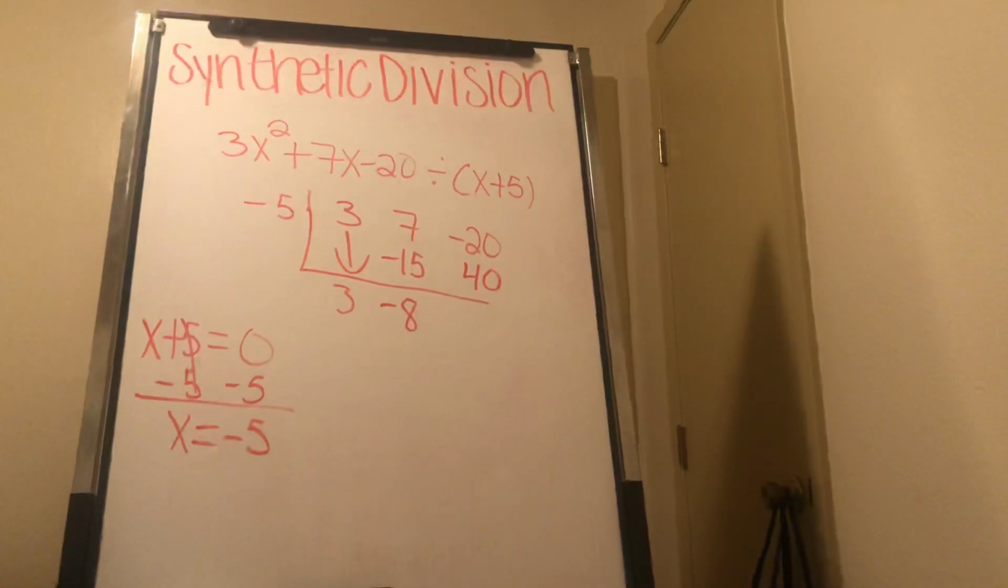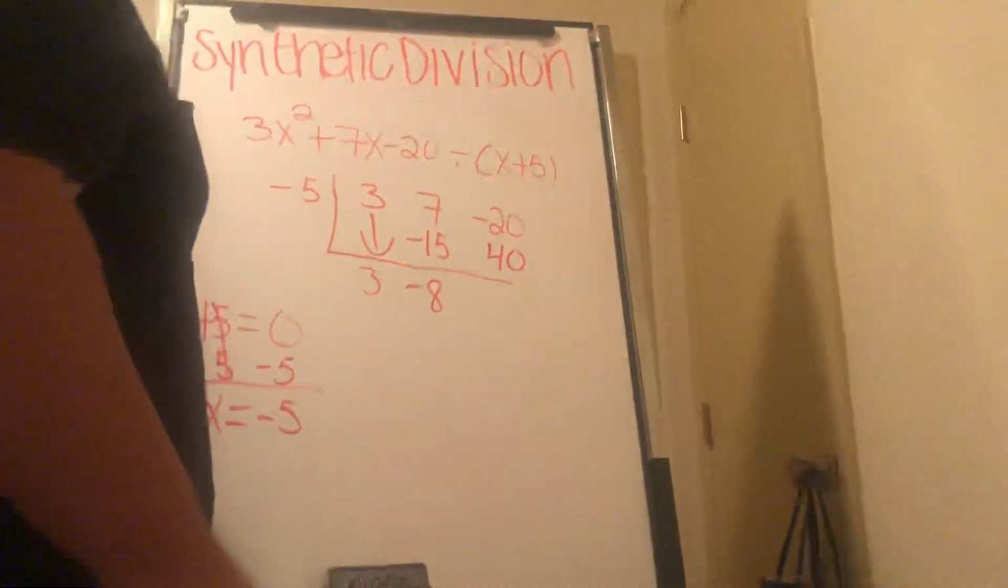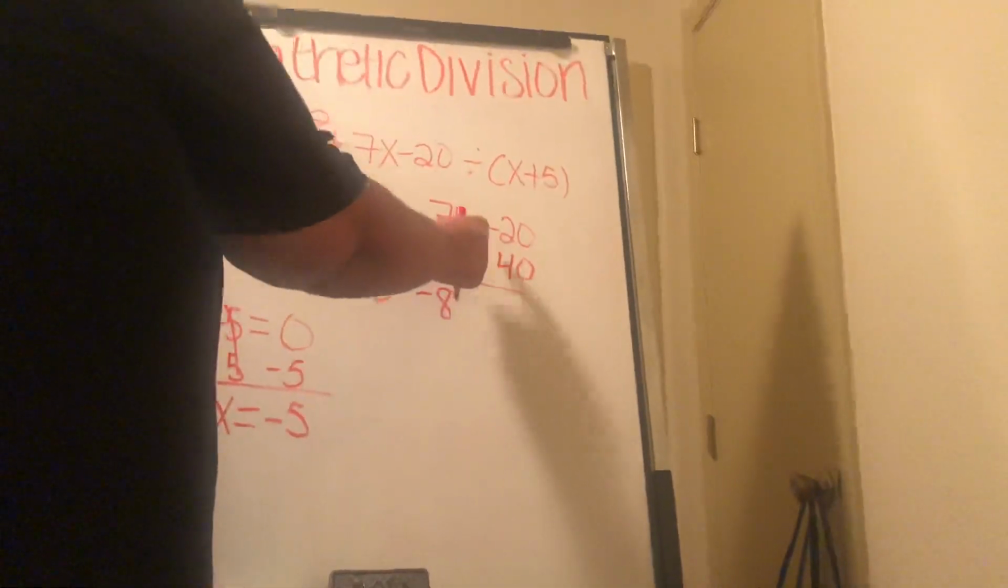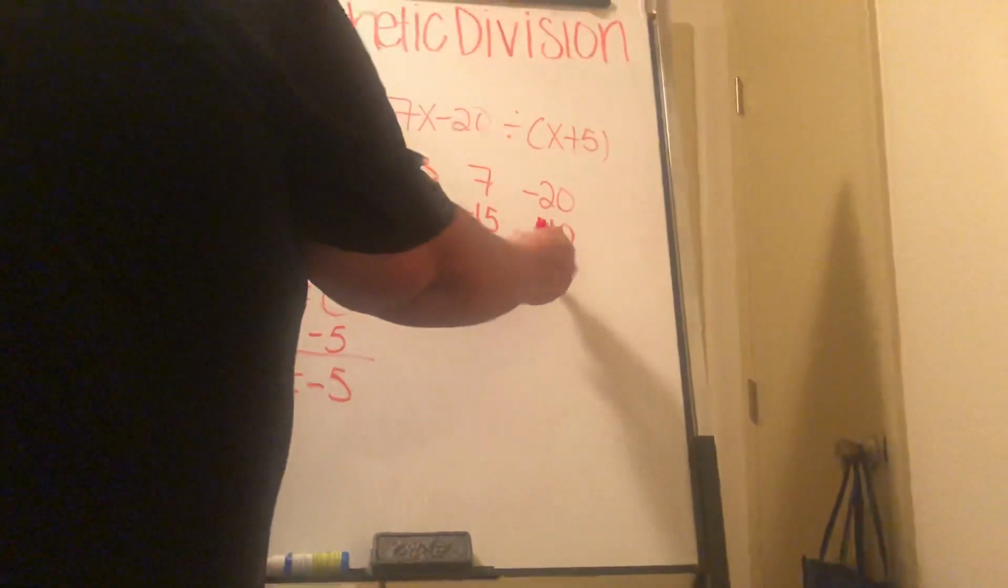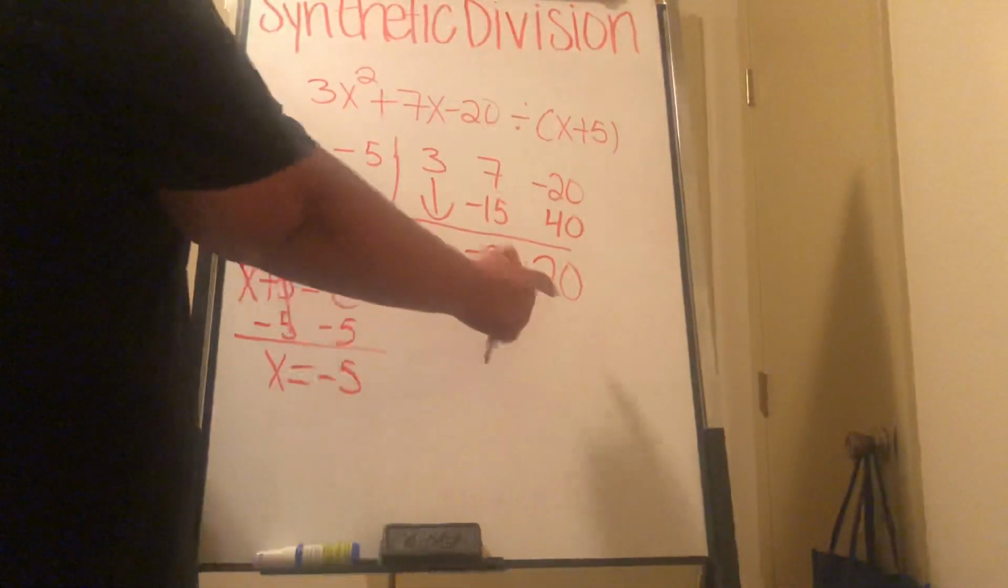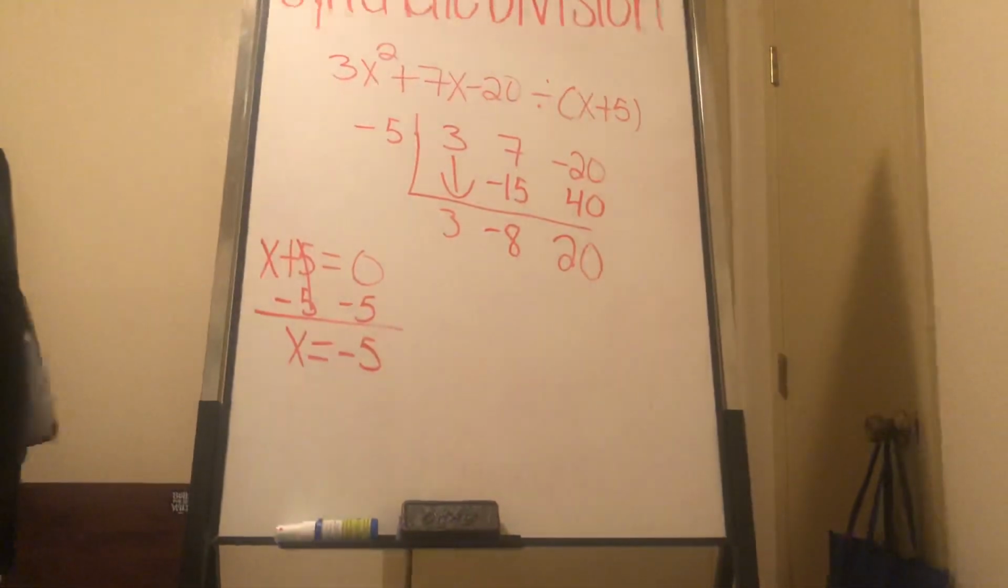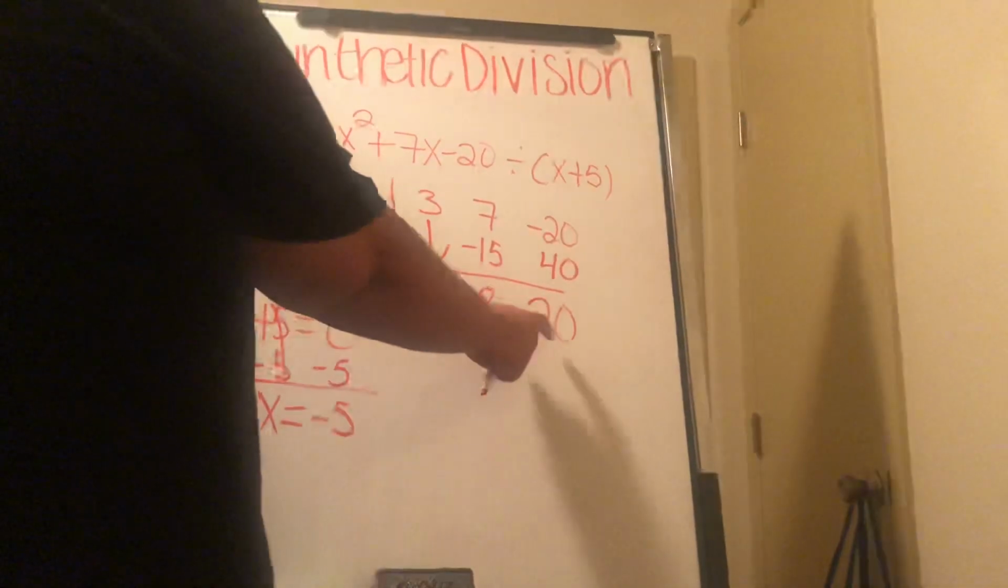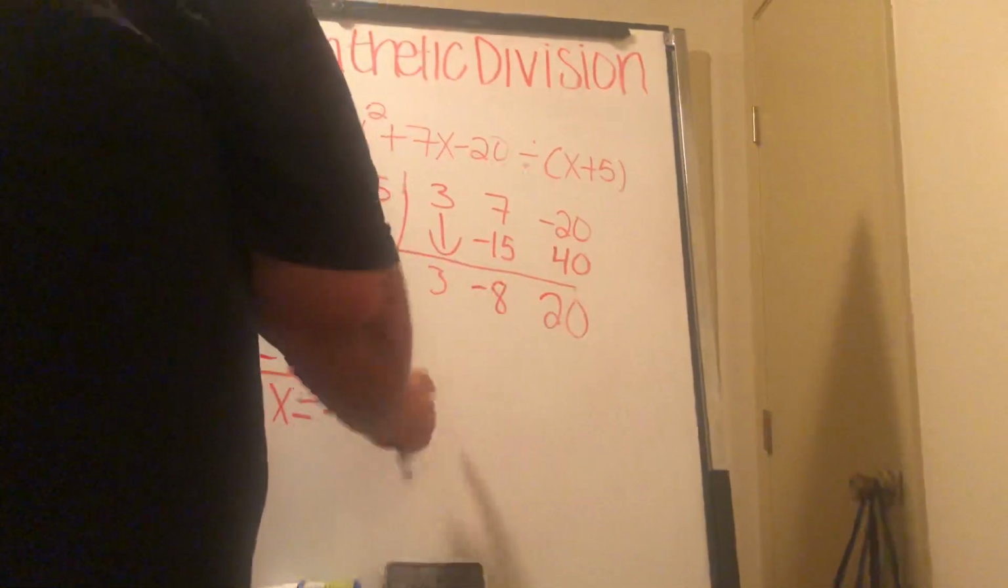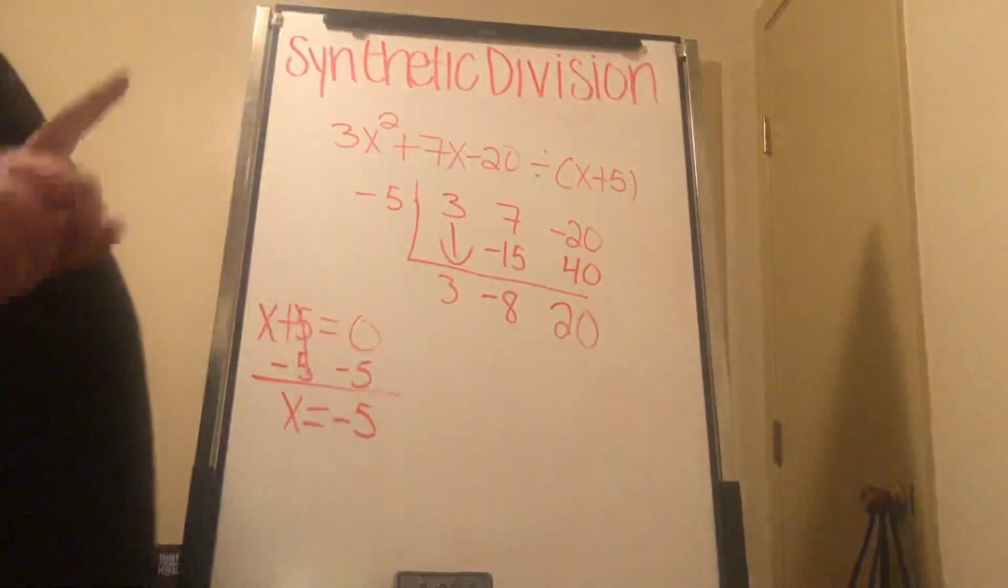And then negative 20 plus 40 is just like saying you have $40. You spend 20. That means you have 20 left. And that is your remainder. That tells me since it's not 0, this is not a factor. It is not a factor.